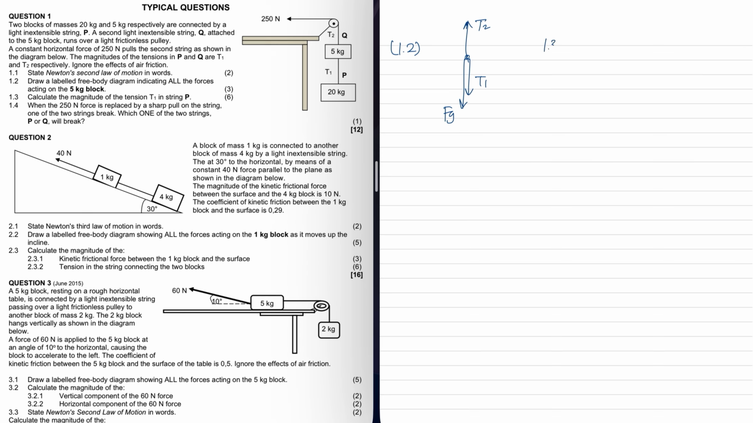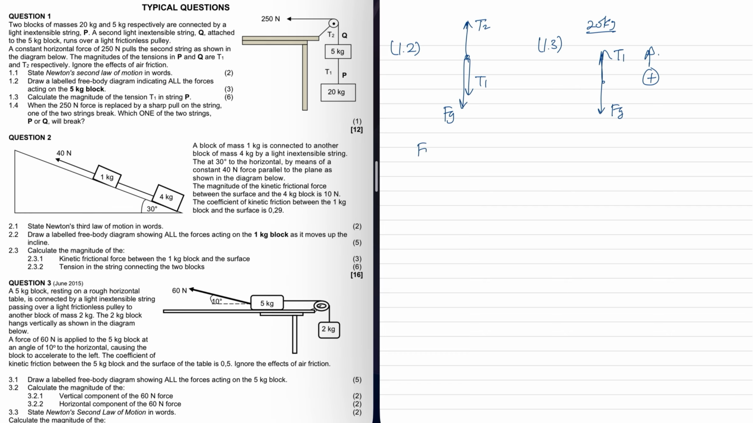Question 1.3, calculate the magnitude of the tension T1 in string P. Now, to do this, I need to draw a free body diagram for the 20 kilogram block. So for the 20 kilogram block, I'm going to have force of gravity pulling it down, and I'm going to have T1 pulling it up. I'm going to choose up as positive, and I'm going to apply F net equals ma to both.